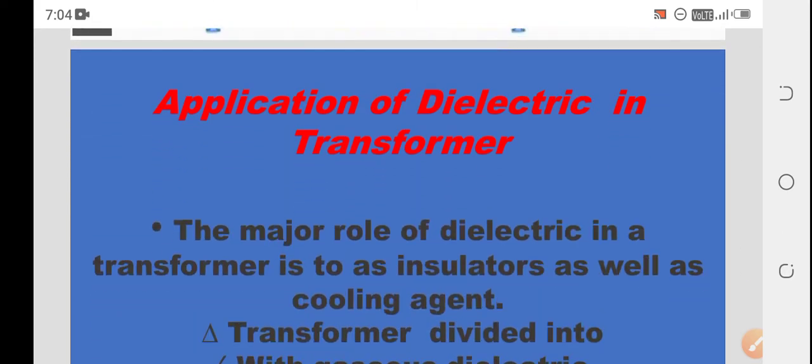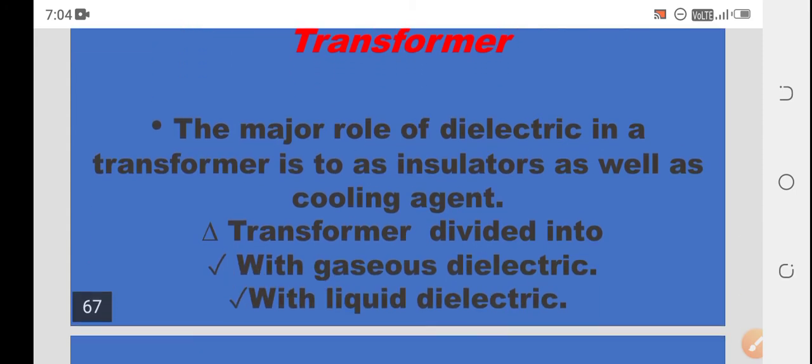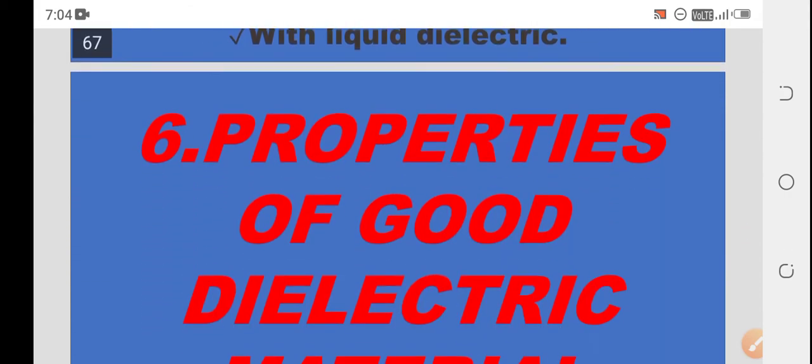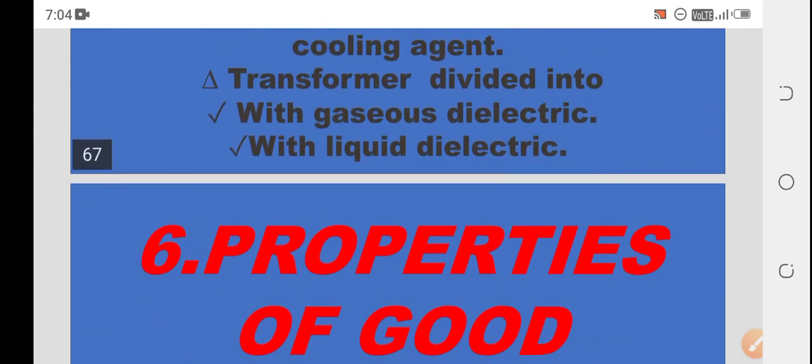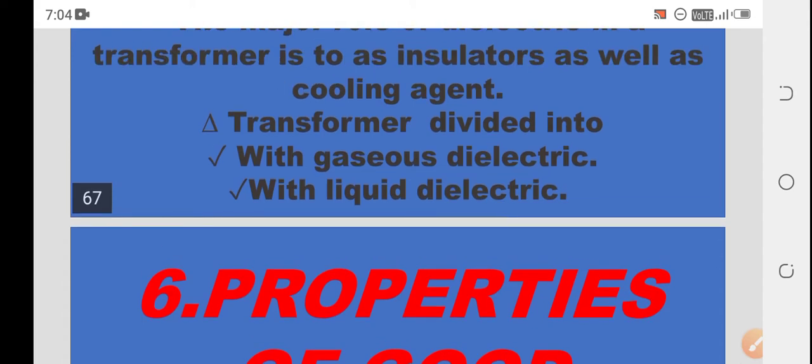Coming to the transformer, applications of dielectric in transformer. The major role of dielectric in a transformer is as an insulator as well as a cooling agent. Transformers are divided into those with gas dielectric materials and those with liquid dielectric materials. So based on usage, the dielectrics in transformers are considered as gaseous dielectric and liquid dielectric.